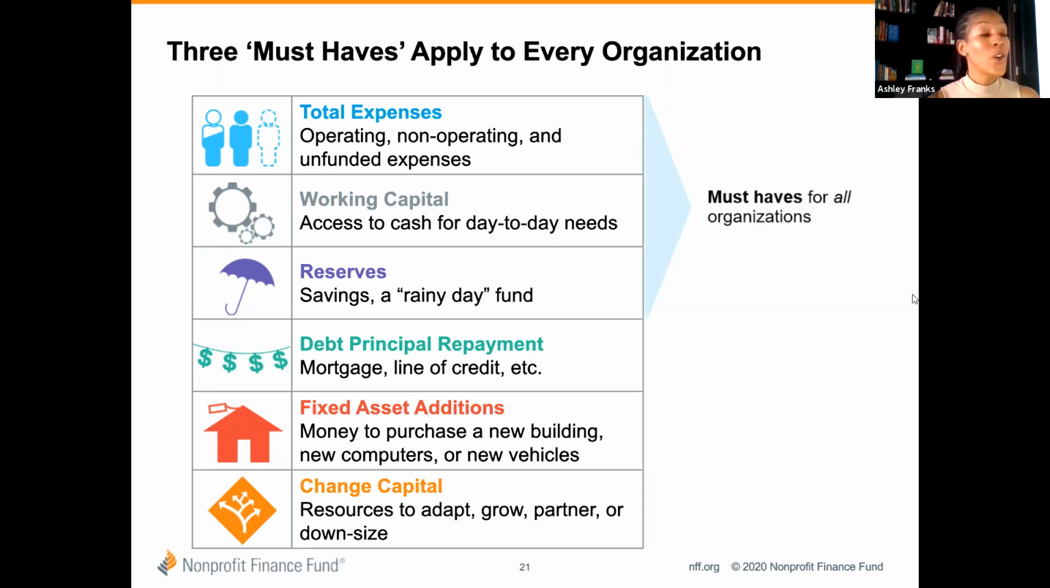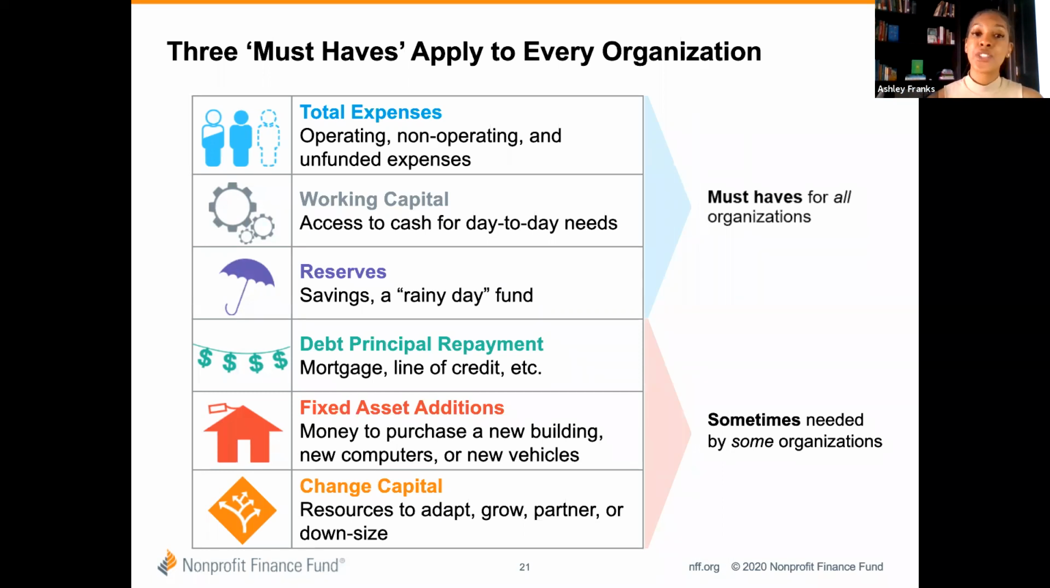Total expenses, working capital, and reserves are needed by all organizations all the time. While the remaining 3 slices, debt repayment, fixed asset additions, and change capital are needed by some organizations some of the time. Your organization may not have debt, or you may not own a building. So these full cost considerations are really just on a case-by-case basis. And certainly your full cost needs might change over time. You may not own a building now, but you may want to own one in the future, right?